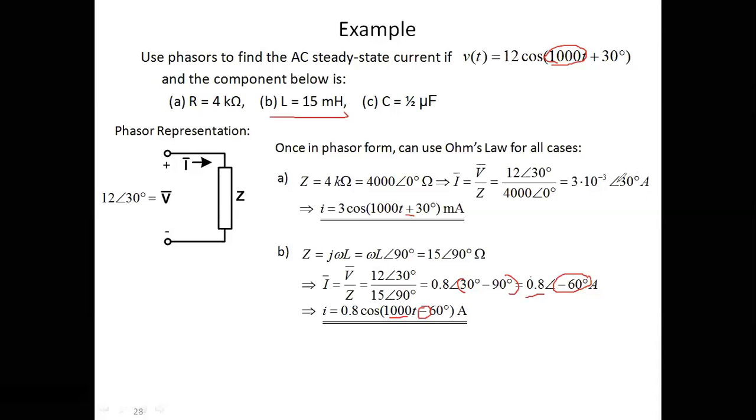Why? Because this 30 here is plus 30 degrees, the phase angle. Here, the phase angle is minus. So it becomes minus 60 degrees ampere. This is how to treat the case if L is equal to 15.